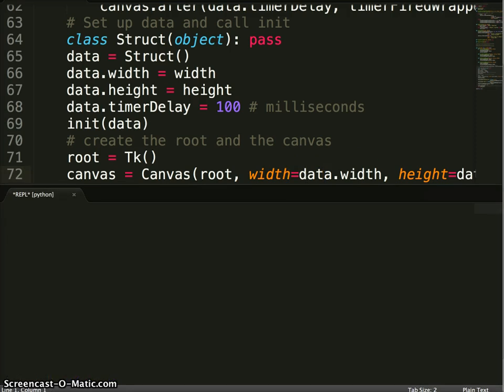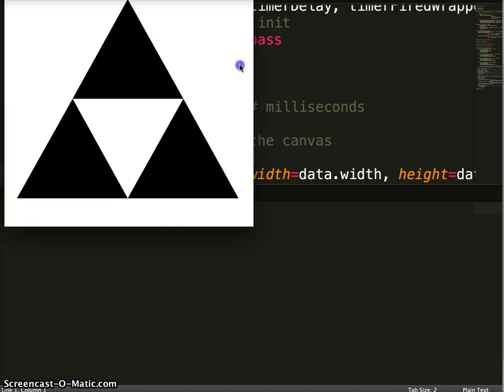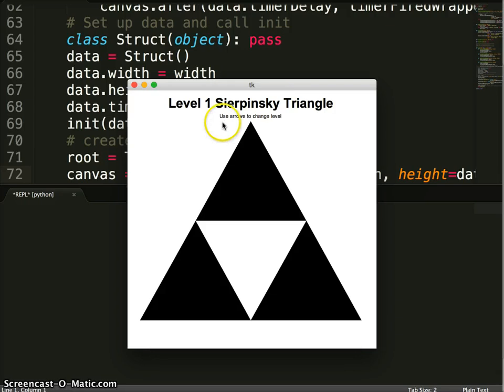So if I run it, this is a Sierpinsky's triangle of level 1. Notice how there's going to be three smaller triangles with a white triangle in the middle.